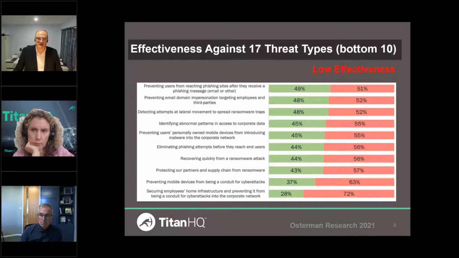And with the pivot to working from home last year as a consequence of the health pandemic, and the likelihood of that continuing through the hybrid workforce model, this becomes quite an issue for organizations to deal with. The second from the bottom, preventing mobile devices from being a conduit for cyber attacks: 63% said that this was an issue of significant concern for them, and so on. And you can see the others here.